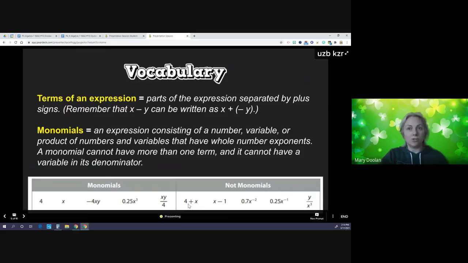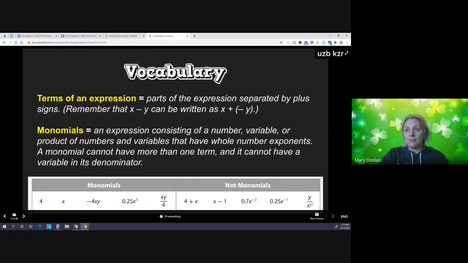Not monomials, these are non-examples. 4 plus x, that's 2 terms, not a monomial. x minus 1, that's 2 terms, not a monomial. 0.7 times x to the negative 2 power. Well, this is a product of numbers and variables, but the problem is the exponent is not a whole number. This is a negative integer. That's not allowed. Same problem here, product of a number and a variable, but the exponent is a negative integer, not allowed. You can only have whole number exponents.